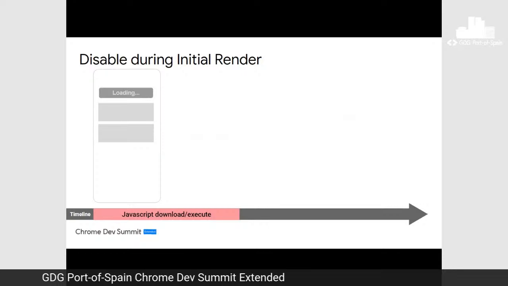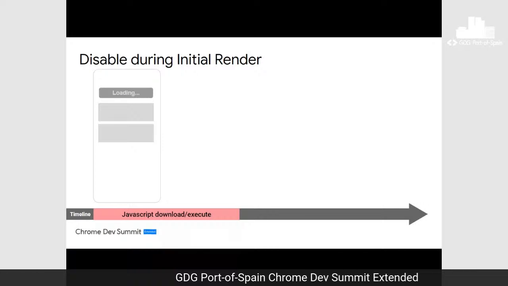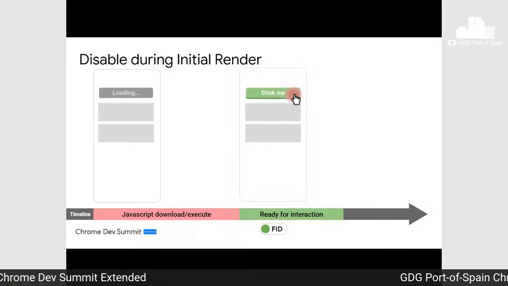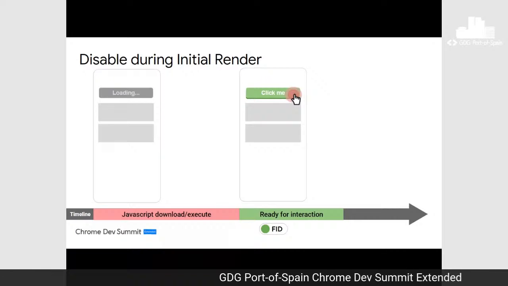If you're server rendering the HTML, consider making the initial state render with all the buttons and controls disabled, if those buttons and controls require JavaScript to work. So when the JavaScript is finished downloading, then you can remove the disabled attribute and allow them to be clicked.